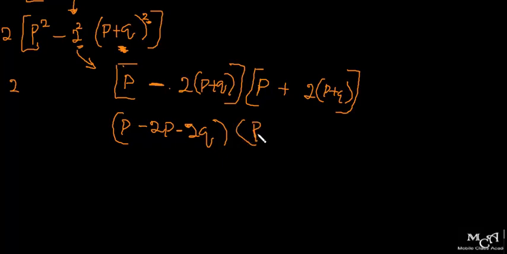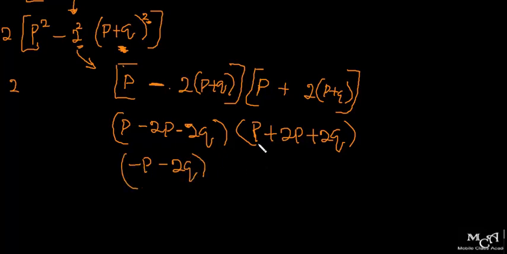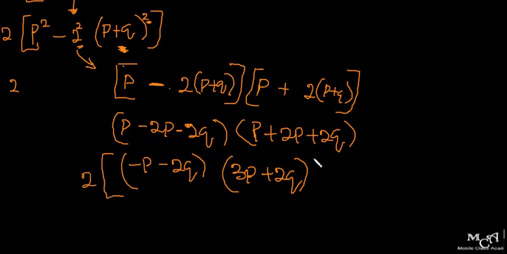Let me come to my second bracket. I'm going to have P. Plus 2 times P is going to give me plus 2P. Plus 2 times plus Q is going to give me plus 2Q, right? Now, P minus 2P will give me minus P minus 2Q. Are you with me? Plus P plus 2P will give me what? 3P plus 2Q. Then my 2 that is outside, I bring it. So this will be the solution to the question that was given.